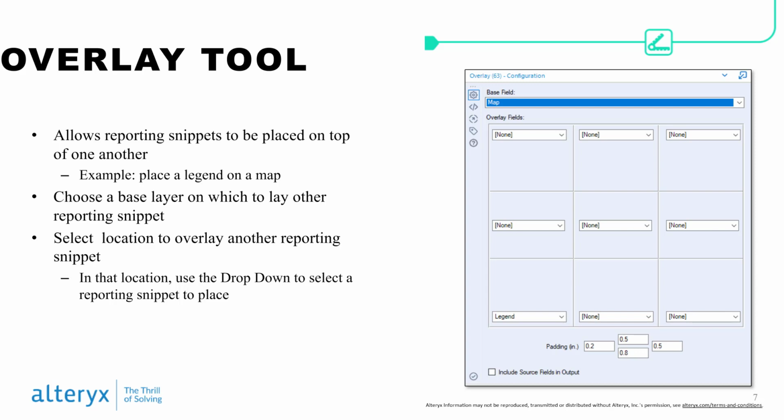Then select a quadrant where you'd like to place another reporting snippet, in this case your legend. Use the dropdown in that particular location in one of the quadrant boxes to then select the reporting snippet to lay on top of that base layer. In this case, the legend will be placed on the bottom left-hand corner of the report map snippet.